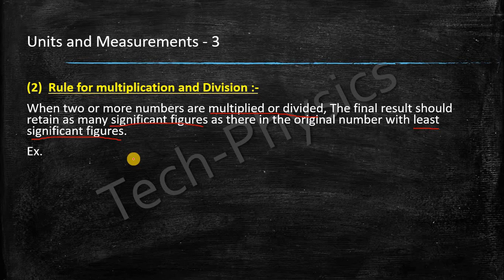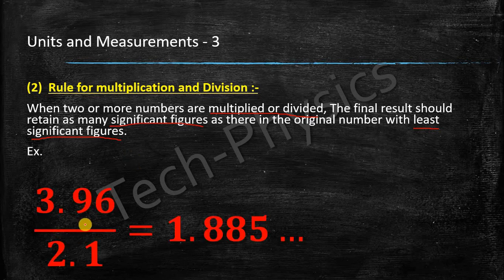So for example, this division. The same numbers are there, 3.96 and 2.1, but instead of addition we have done division here. So 3.96 divided by 2.1, the answer is 1.885. But as we have seen, the final result should retain as many significant figures as there are in the original number with the least significant figures. The number with the least significant figures is 2.1 only. So the result should have the same significant figures as 2.1, that is two significant figures.